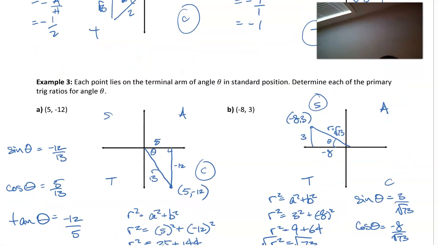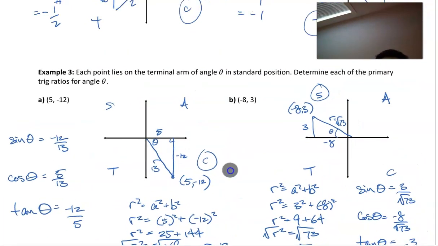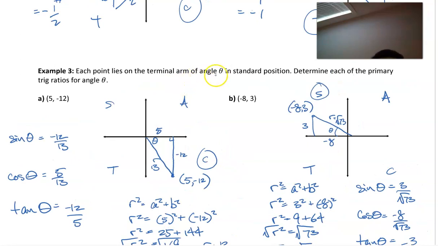Then we can switch it up and say, okay, I'll do one example here. It says for each point lies on the terminal arm of angle theta in standard position. Determine each of the primary trig ratios for angle theta. All right, that's the B.